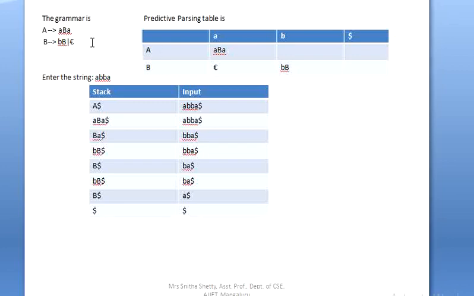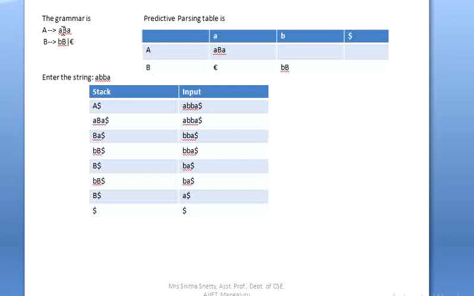In the given grammar, how many terminals are there? There are 2 terminals, that is a and b. Epsilon is also a terminal, but as I already told, in the predictive parsing table we do not write epsilon in the table. Instead, the string should always end with a $. So in the terminals I am writing a, b and $. Epsilon is there in the grammar, but I am not writing it in the parsing table; we need to end the input with the $. And the variables are A and B.